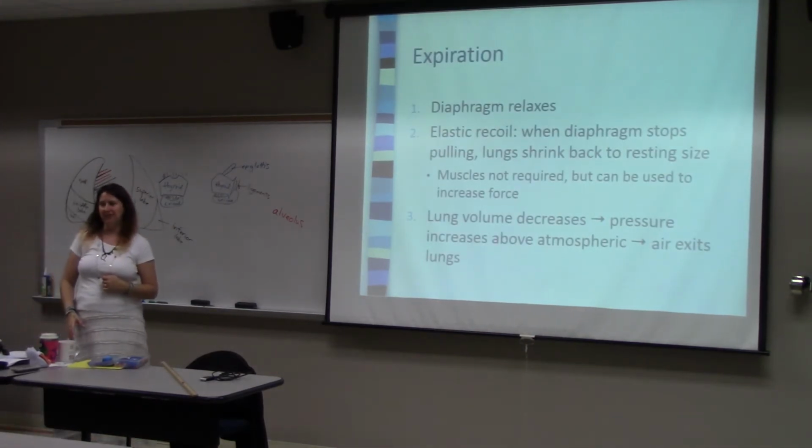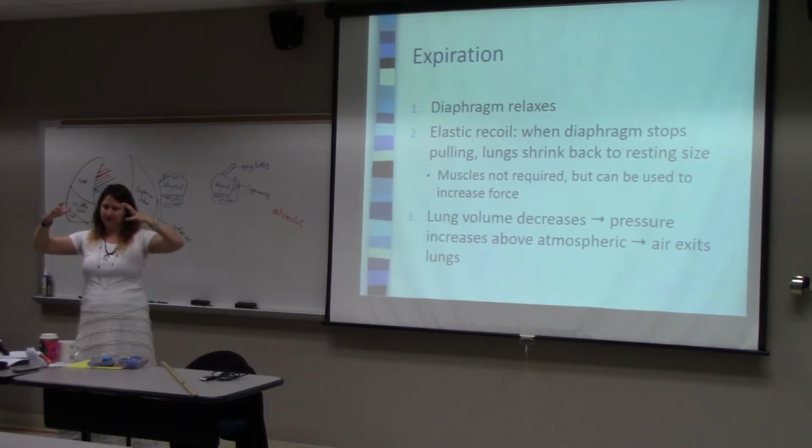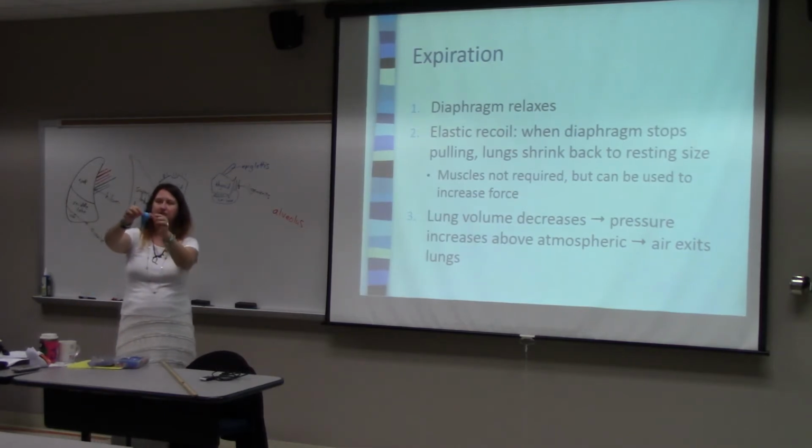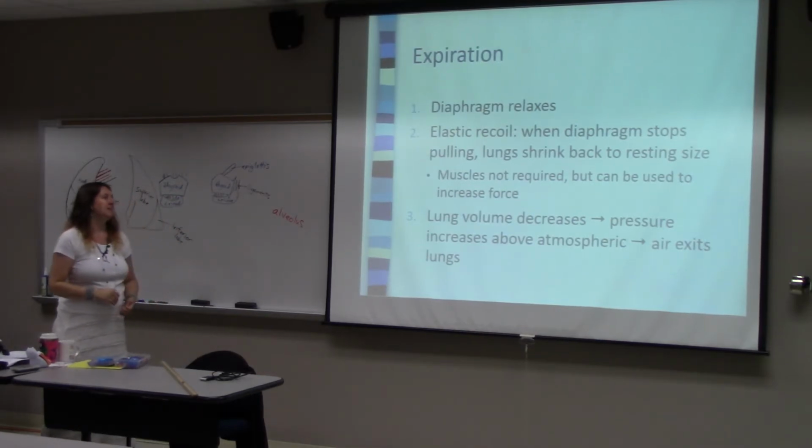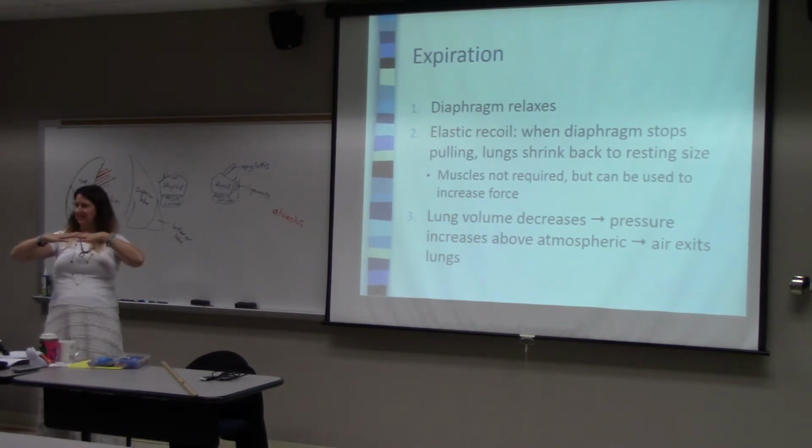For expiration, we don't need to use any muscles to squeeze the thoracic cavity smaller. We just need to relax the diaphragm and it'll lengthen back out, which causes it to dome up again. The lungs are stretchy, and just as this balloon shrank back down as soon as I let it, that's what your lungs will do. We call that elastic recoil. As soon as we stop stretching the lungs, they shrink back down. That increases the pressure and the air moves out. Okay.